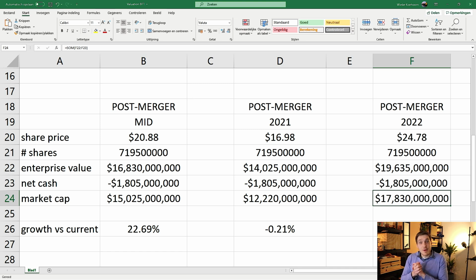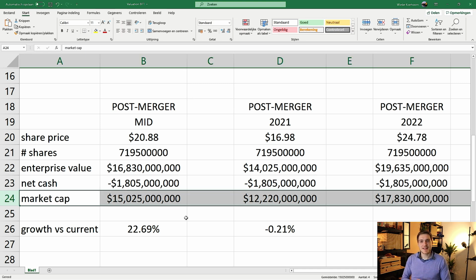Now, do keep one thing in mind. I've already mentioned it before, but with this method, you don't need to discount it back just like in method number 1. Because right now we're looking at 2021 multiples, which are also compared with 2021 multiples of other companies. Okay, so that is something important to keep in mind.